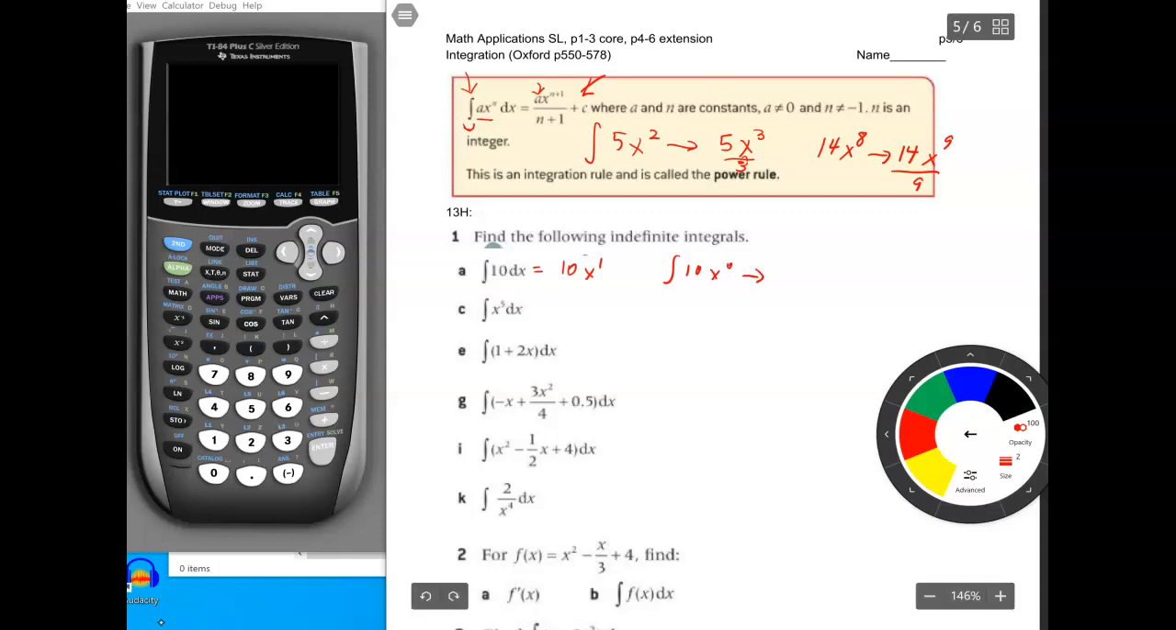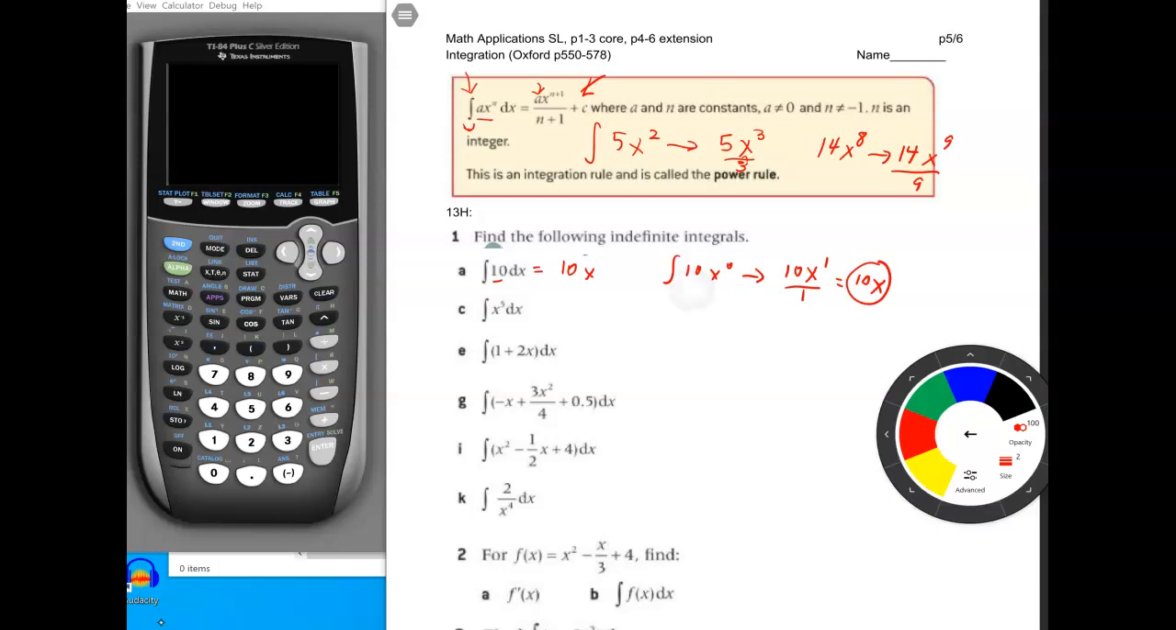We're going to take the integral of this, so we're going to put 10x to the, and then we're going to take the 0 and increase it by 1, and then we're going to put 1 underneath, and that gives us 10x. So we can confirm that. What if you took the derivative of 10x? The derivative of 10x is 10, and then we're like, oh yeah, that works, okay? So the integral of 10 is 10x.